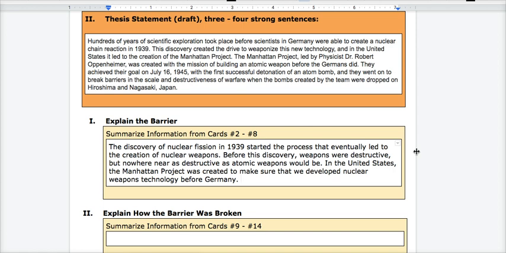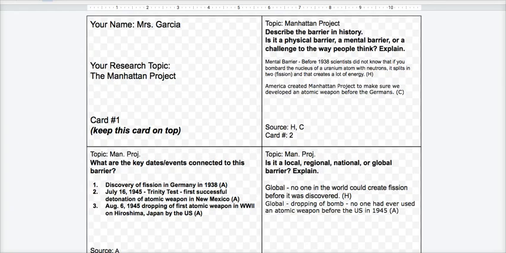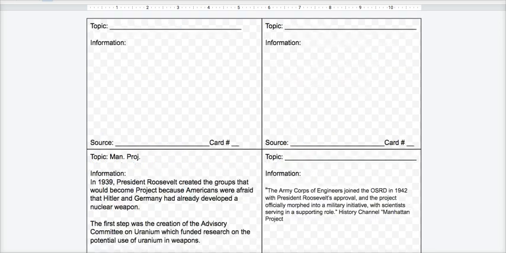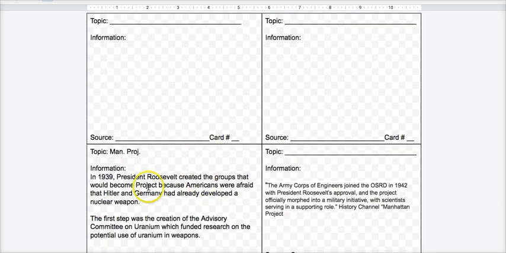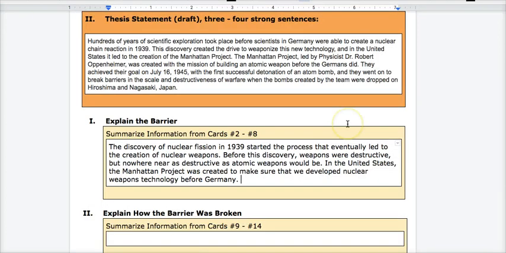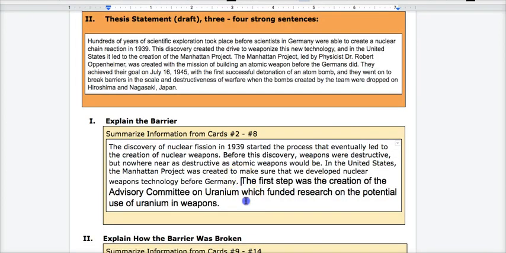Let's see. Let's look at some of my other cards here. Create the group that becomes afraid. Hitler and Germany. First step with the Advisory Committee on Uranium. Oh, I want that. Okay. The first step was the creation of the Advisory Committee on Uranium. I like this. I'm going to copy and paste it.